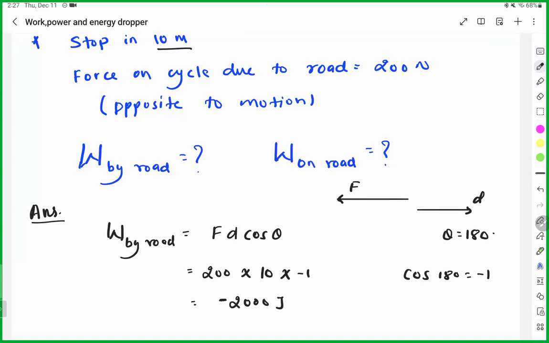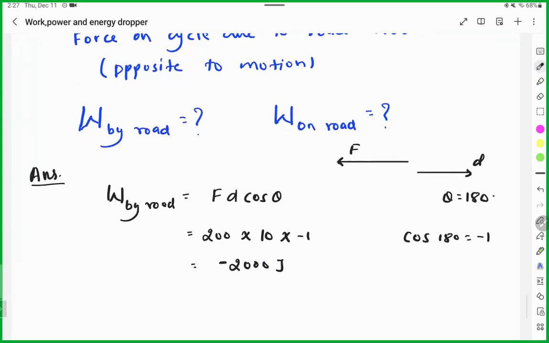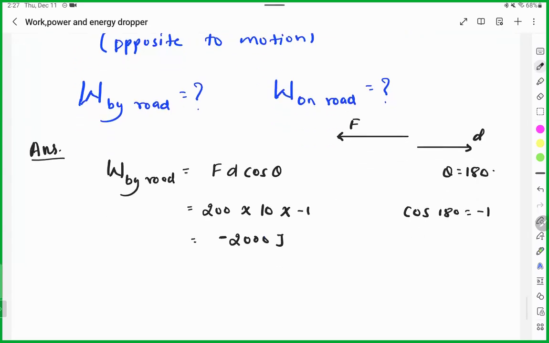Now you have to calculate the work done on the road. So can we apply that logic of equal and opposite force? Yes, Newton's third law is applicable here. So then that will also be 2000 joules. Because if work by road on cycle is minus 2000, work on road will be 2000. That's what I feel. Actually, it is 0.